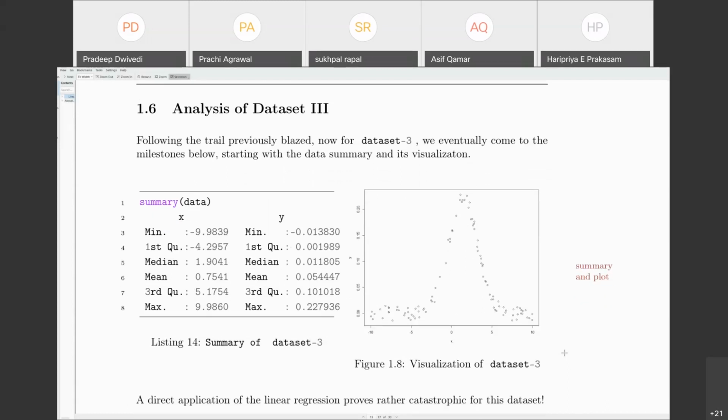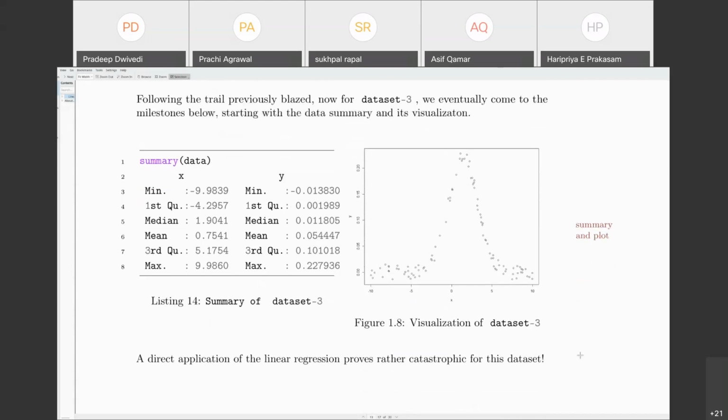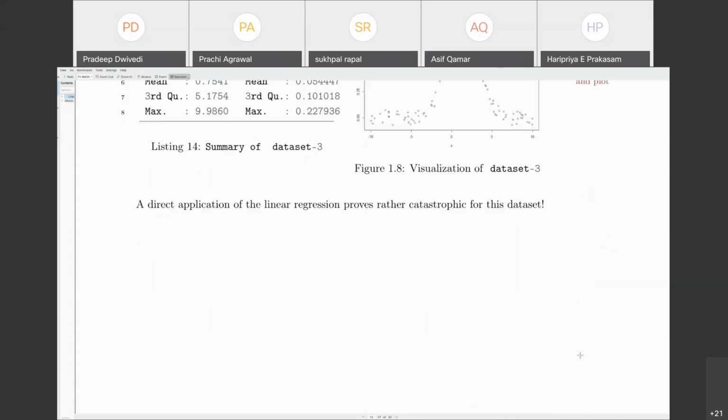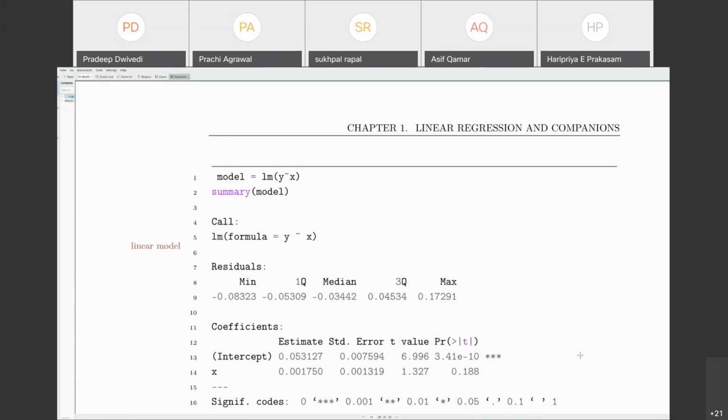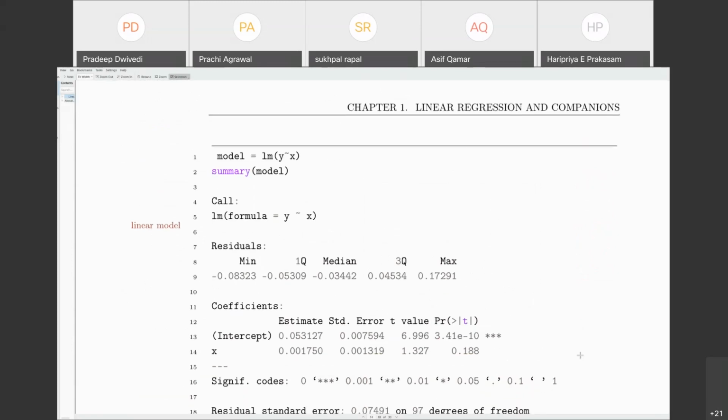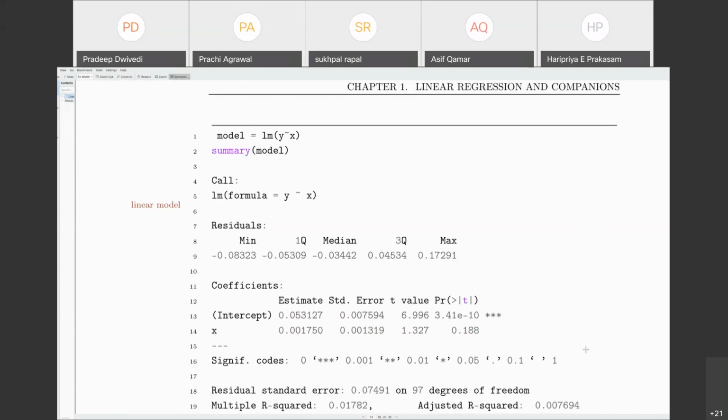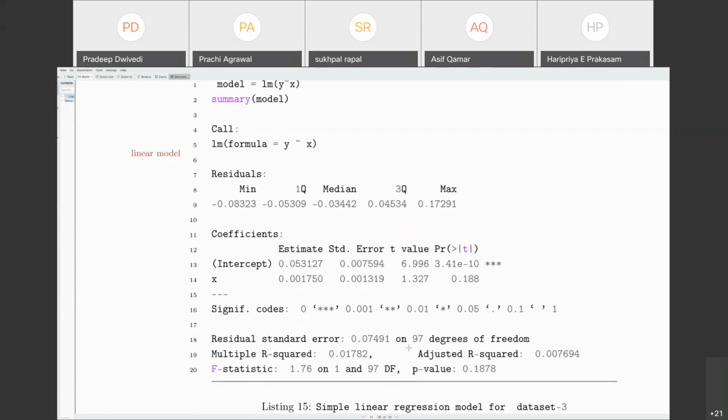Now, in this example, if you try to model a naive straight line model, you will get a disaster. Do this exercise, guys. That's how you develop intuition into data and machine learning. So you do the same code. By now, this code must be looking very familiar to you. You take the model and you summarize it. And then you look at the adjusted R squared. What does it say?